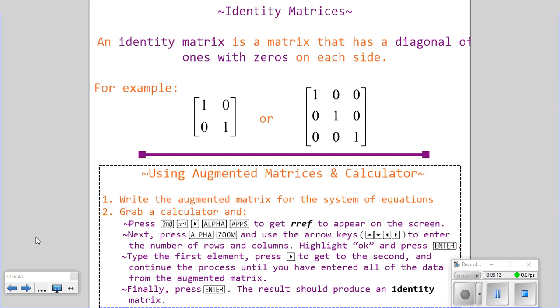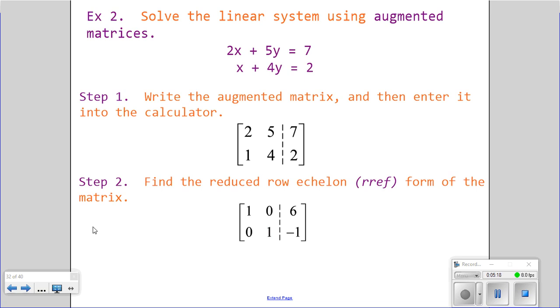So now we're going to practice. We're going to solve the system 2x plus 5y equals 7, x plus 4y equals 2. The first thing we need to do is write the augmented matrix and enter it into the calculator. So the augmented matrix would be 2, 5, 7, followed by 1, 4, 2.